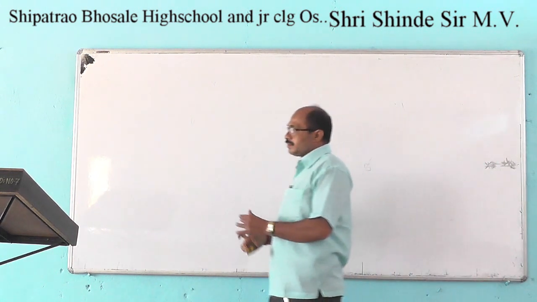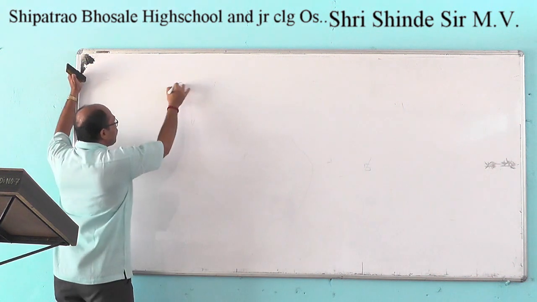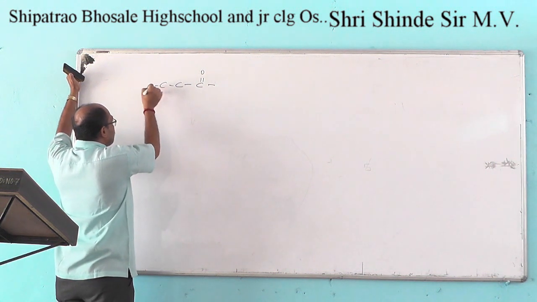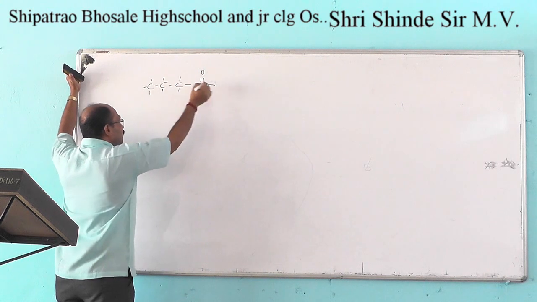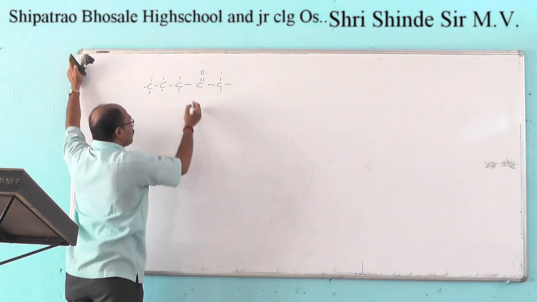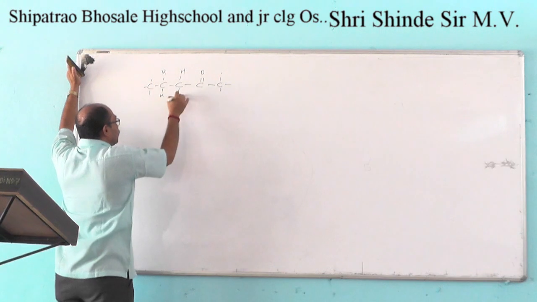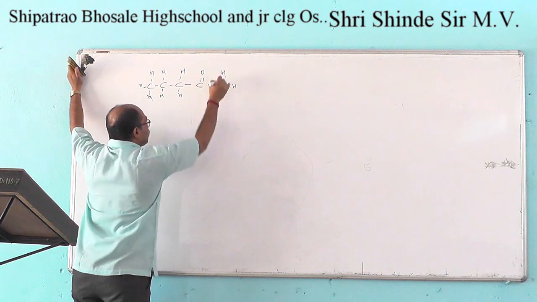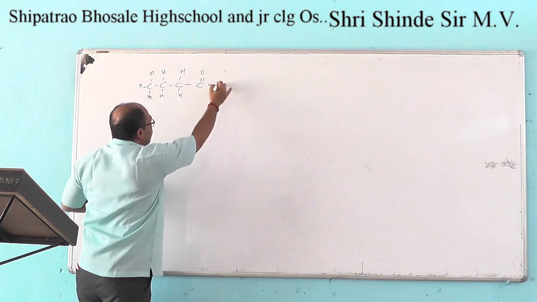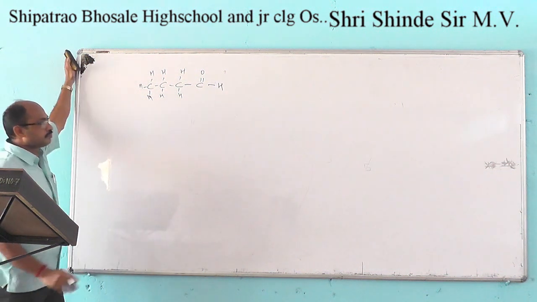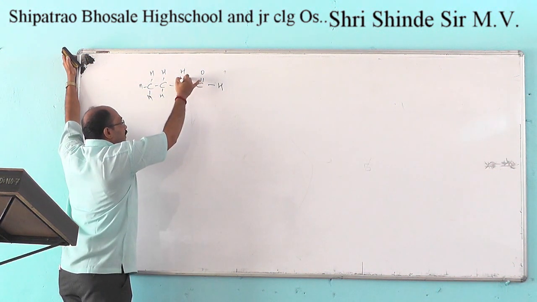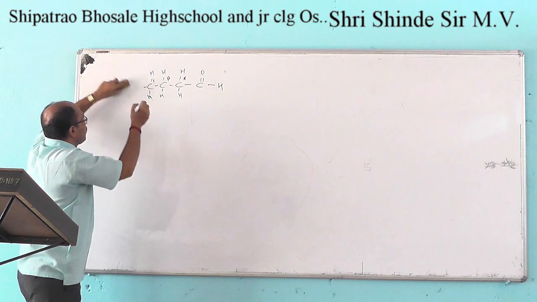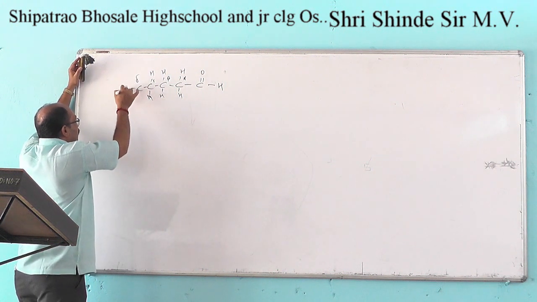According to the common system, the carbon which is directly attached to the carbonyl carbon is known as alpha carbon. For example, I am taking here butanal. In this butanal, this carbon is alpha, beta, gamma. Further, we can say it as delta, epsilon.